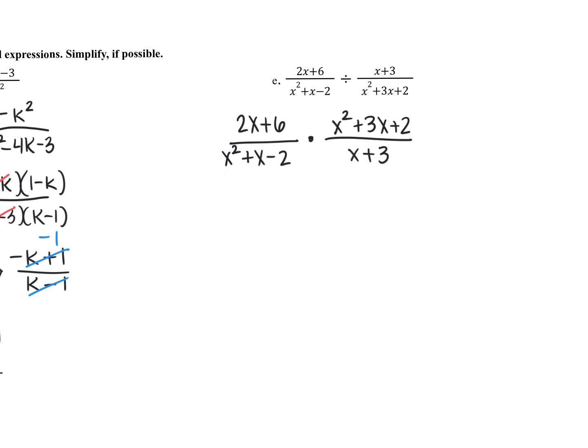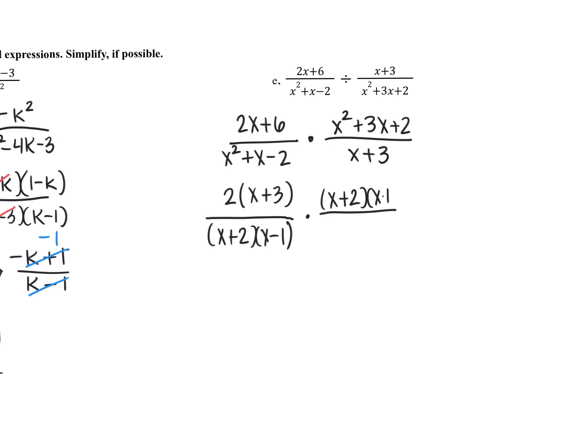Now I'm going to start factoring. For 2x plus 6, I have a GCF. I'm going to factor out the 2. We have x plus 3. In our denominator, we're looking for what multiplies to -2 and adds to 1. So we're going to have x plus 2, x minus 1. And for x squared plus 3x plus 2, I'm looking for what multiplies to 2 and adds to +3, which would be x plus 2, x plus 1, and then my denominator of x plus 3.